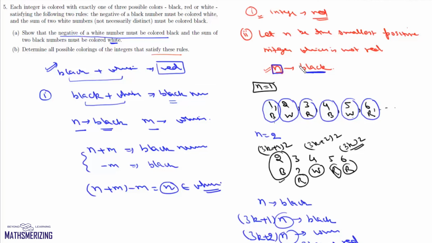And on the other hand, if we choose this number n to be white, then in that case the remaining numbers will be determined by the same rule. So here, black and white will simply be switched. So this is how we can determine all possible colorings of the integers which satisfy these rules.